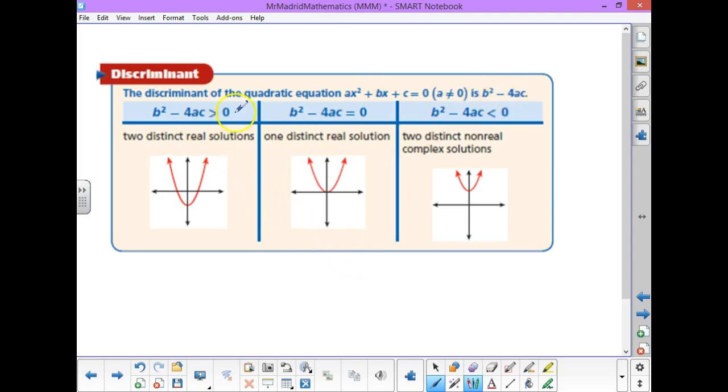When that expression, okay, is greater than 0 or basically positive, you're going to have two distinct real solutions, okay, two of them. If this expression underneath, okay, is equal to 0, then you've got one distinct real solution. And if it's negative, then you have two distinct complex solutions. So let's look at an example that involves this discriminant.